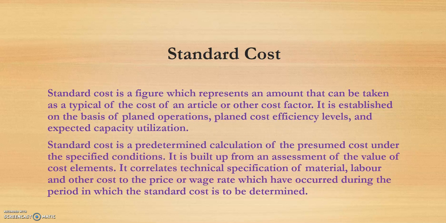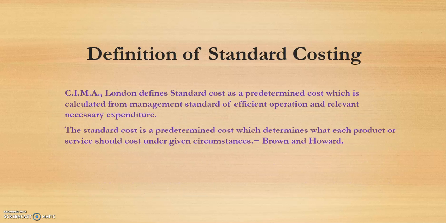Standard cost. Standard cost is a figure which represents an amount that can be taken as typical of the cost of an article or other cost factor. It is established on the basis of planned operations, planned cost efficiency, and expected capacity utilization. Standard cost is a predetermined calculation of the presumed cost under the specified conditions. It is built up from an assessment of the value of cost elements, that is material, labor, and expenses. It correlates technical specification of material, labor and other costs to the price or wage rate which have occurred during the period in which the standard cost is to be determined.